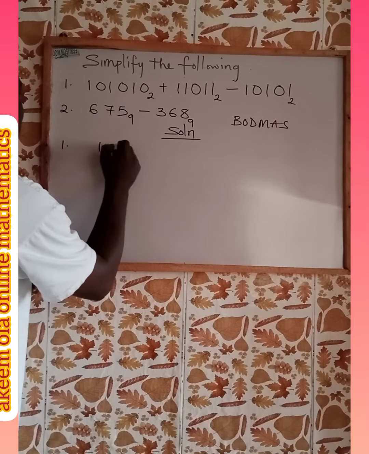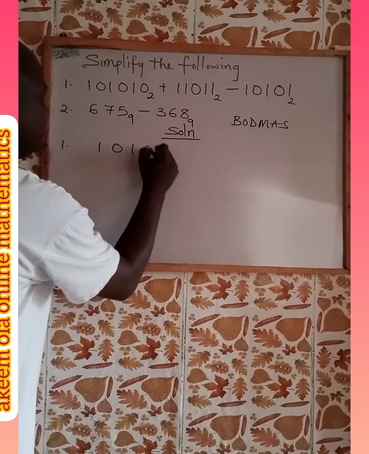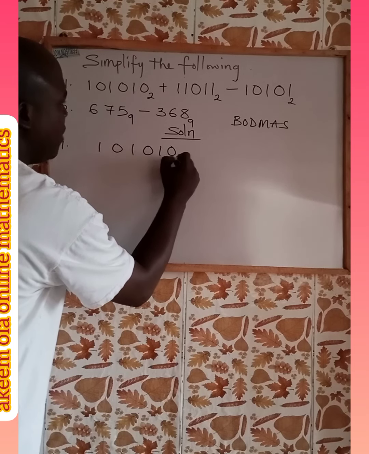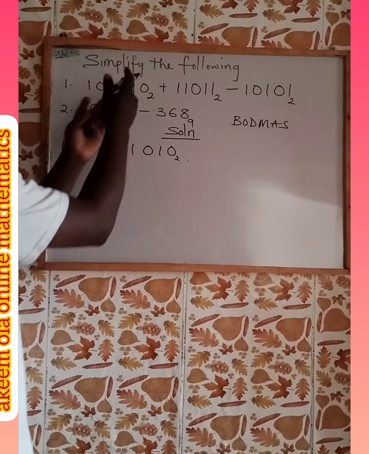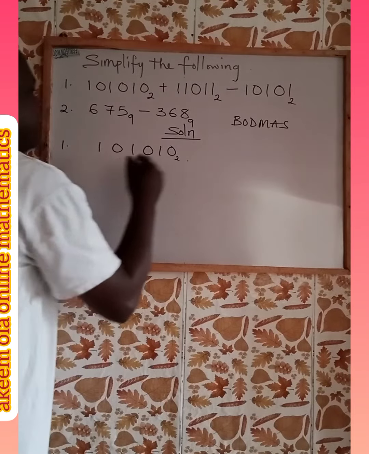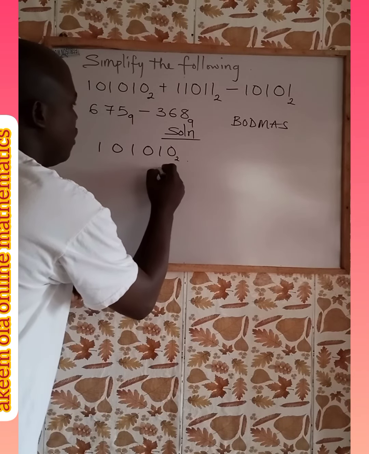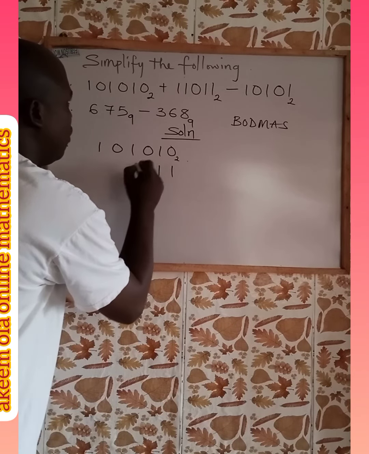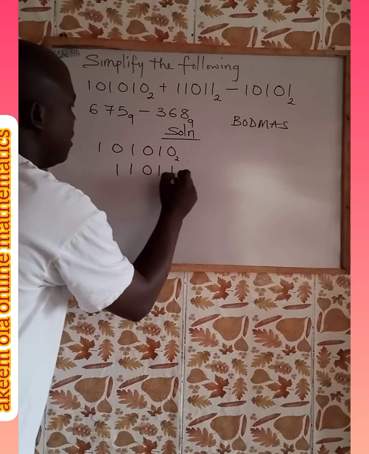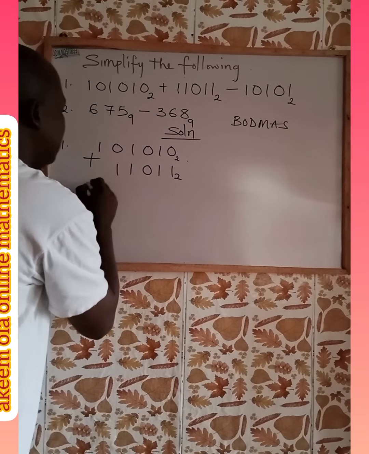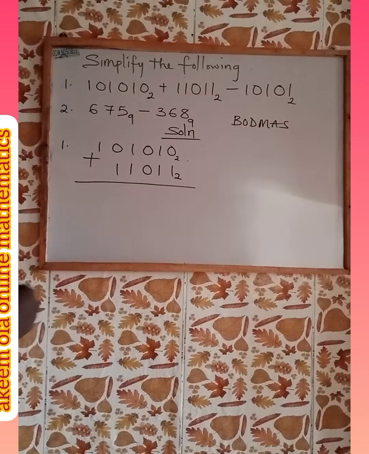I have 101010 base 2. And when you want to write this, don't start from here, start from this side. You have 1011 base 2. Then you have your addition sign there. We can now add. Let's go.